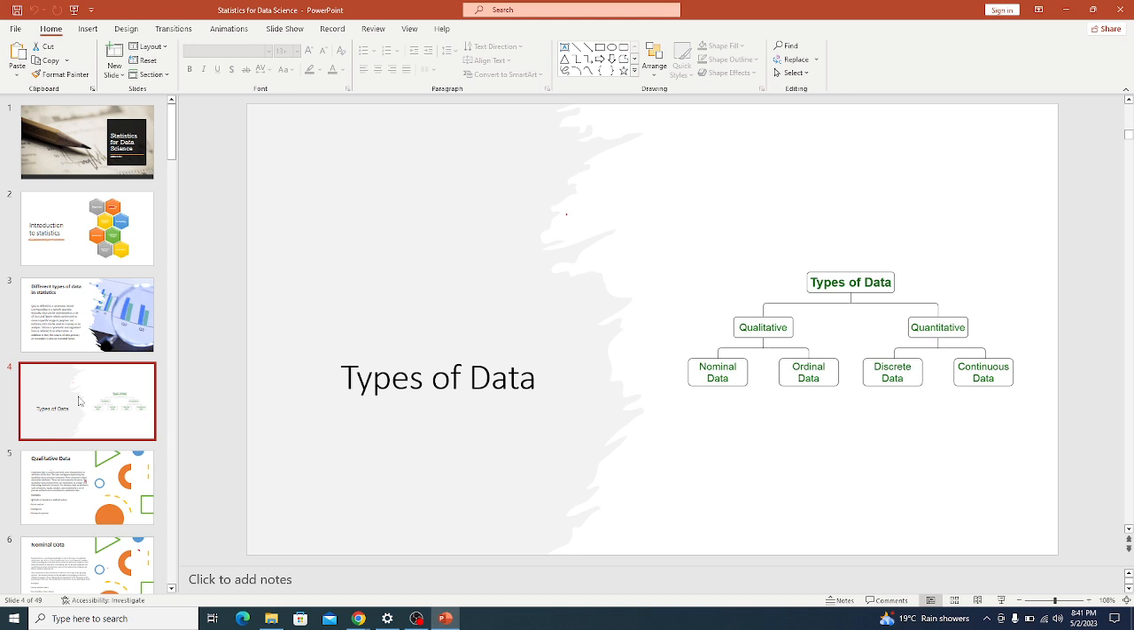Quantitative is further subdivided into two: discrete data and continuous data. Can someone give us the difference between discrete and continuous data?